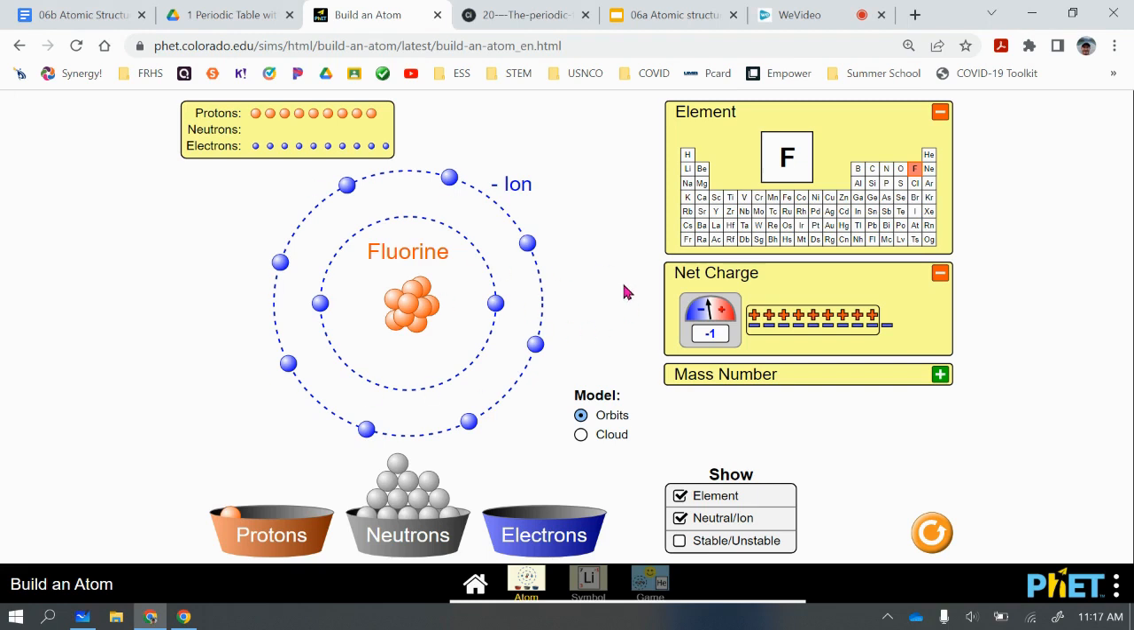Go ahead and change what you have here to make a nitrogen atom with a -3 charge. Nitrogen atom with a -3 charge. Pause and go.